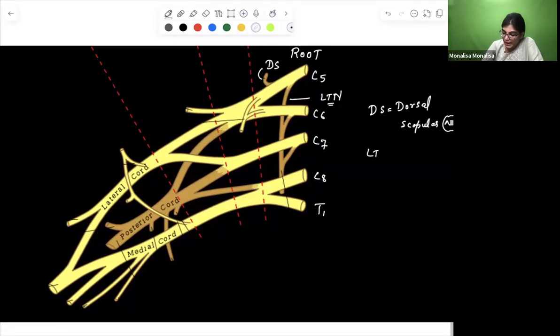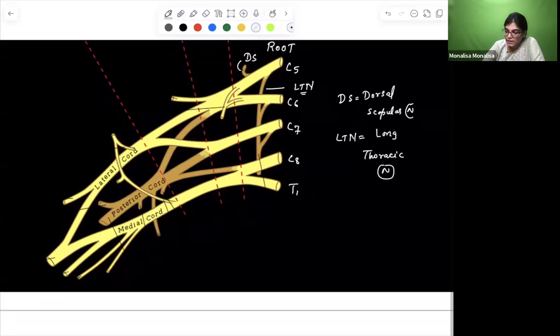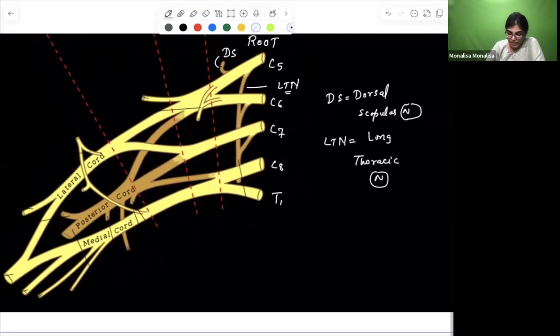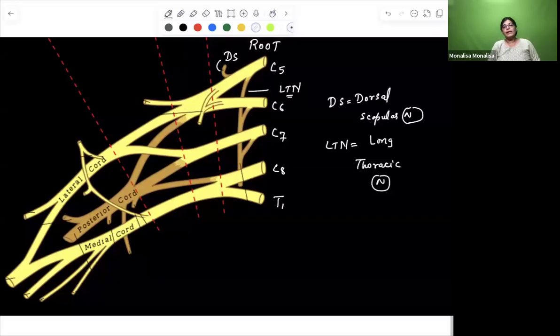What is the full form of LTN? Long thoracic nerve. And the long thoracic nerve is the Bell's nerve, which is giving innervation to which muscle? Serratus anterior muscle. So that means the dorsal scapular nerve and long thoracic nerve, being branches from the root of brachial plexus, are the supraclavicular branches of brachial plexus.